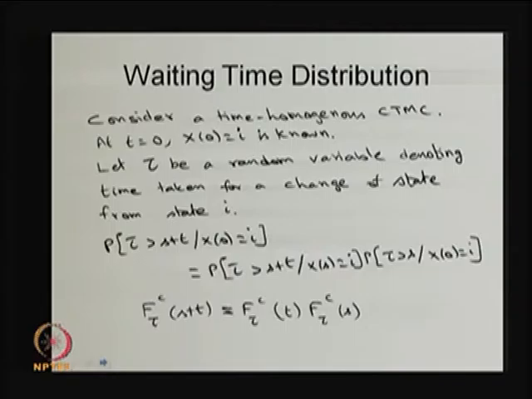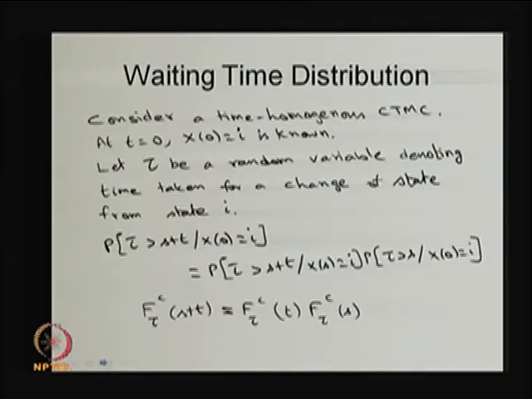That is called the waiting time distribution. That means, what is the distribution of the time spent in any state for a time homogeneous continuous time Markov chain before moving into any other states. I assume that at time 0 the system was in the state I. That means X of 0 is equal to I, that is known, or the probability that X of 0 is equal to I is 1.